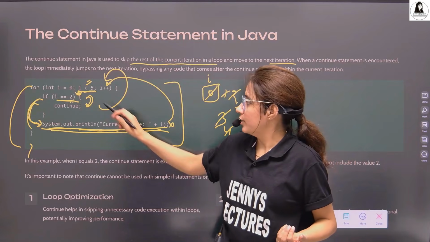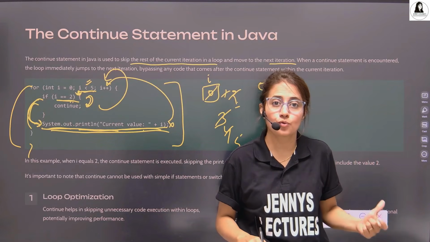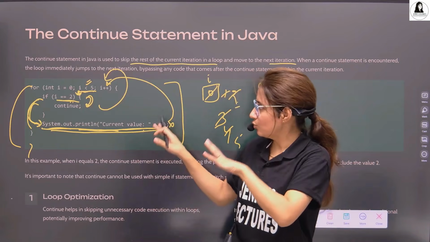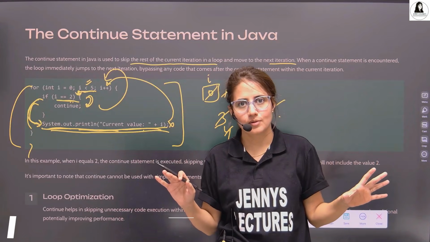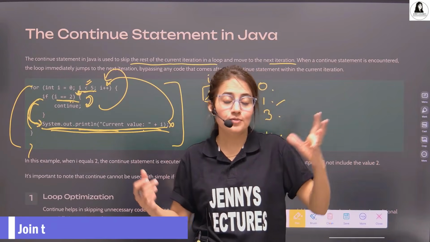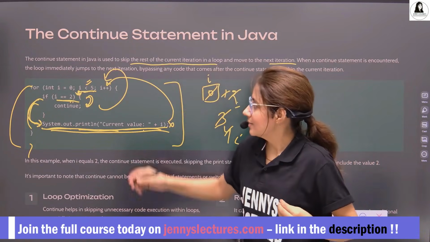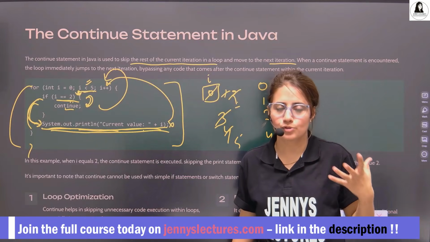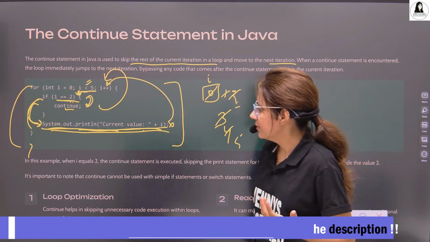So continue can be used with looping statements: for, while, do-while. We cannot use this with switch. And same, we cannot use this with a simple if. Labeled continue, maybe we can use that, we will see later. But simple continue we cannot use with switch, so not with switch and not with if either, right?